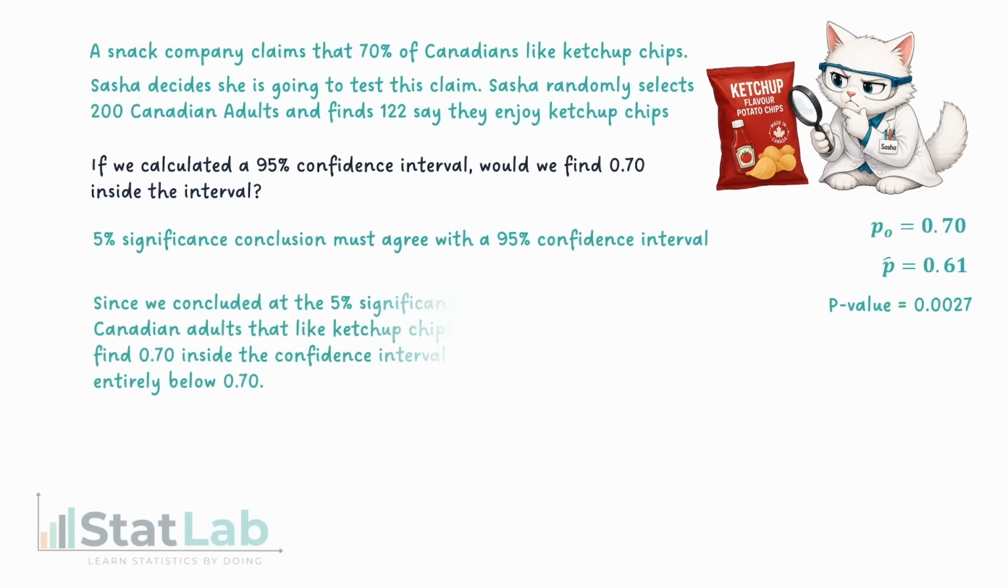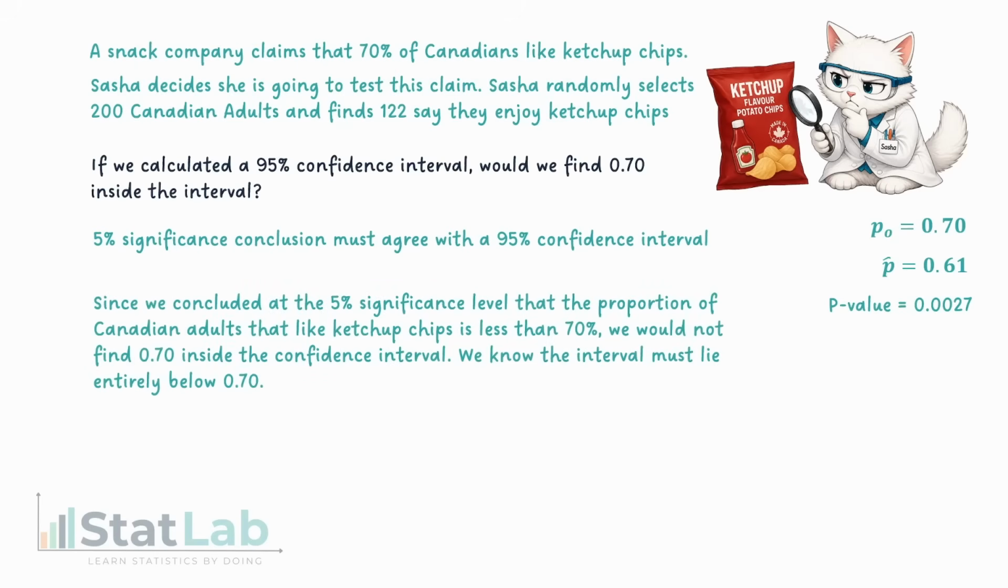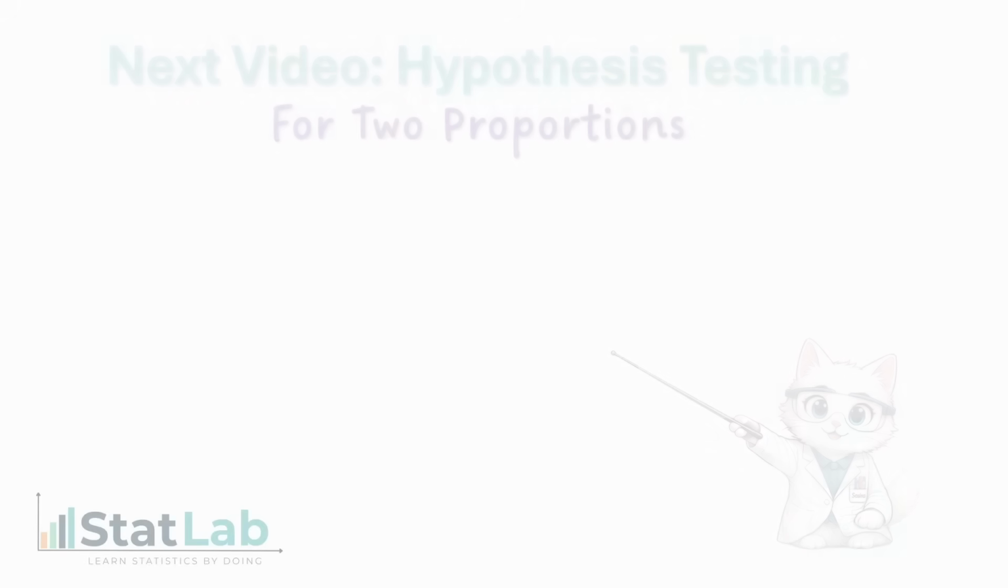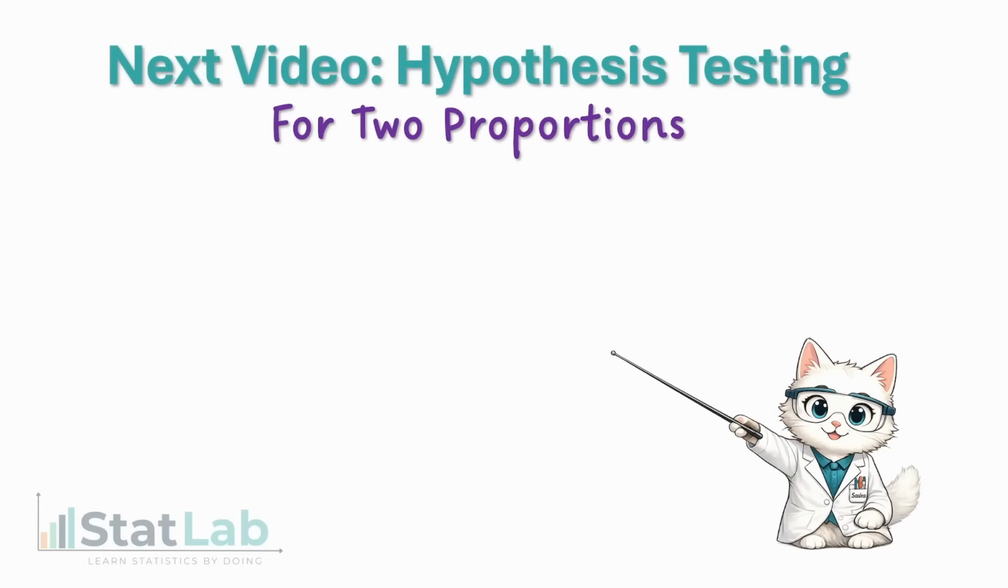In this case, we concluded that it was less than 70%. So since we concluded at the 5% significance level that the proportion of Canadian adults that like ketchup chips is less than 70%, we would not find 0.70 inside the confidence interval. In fact, we know that the interval must lie entirely below 0.70 because we concluded that it was less than 0.70. Hopefully that helped make hypothesis testing make a little bit more sense.